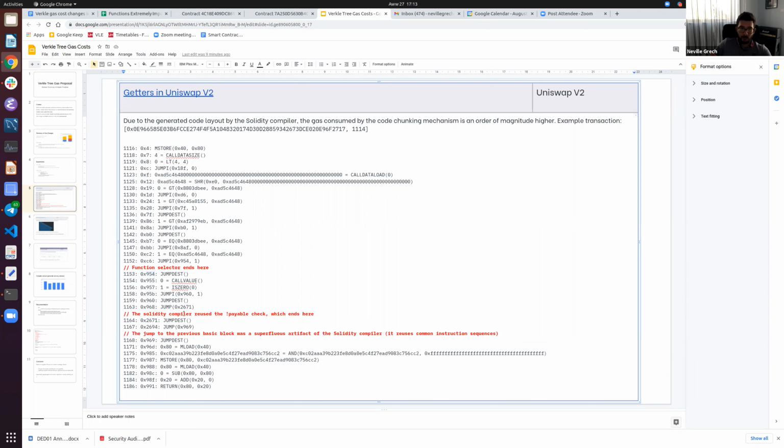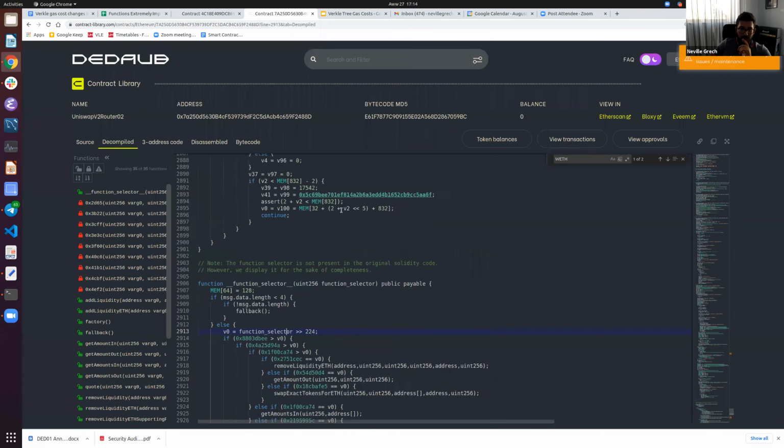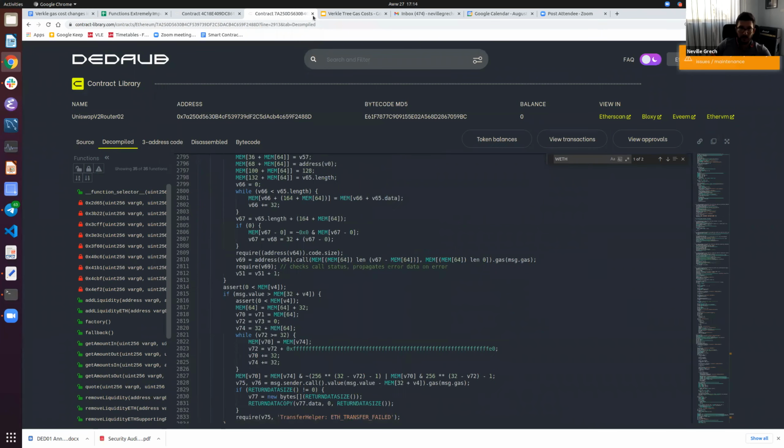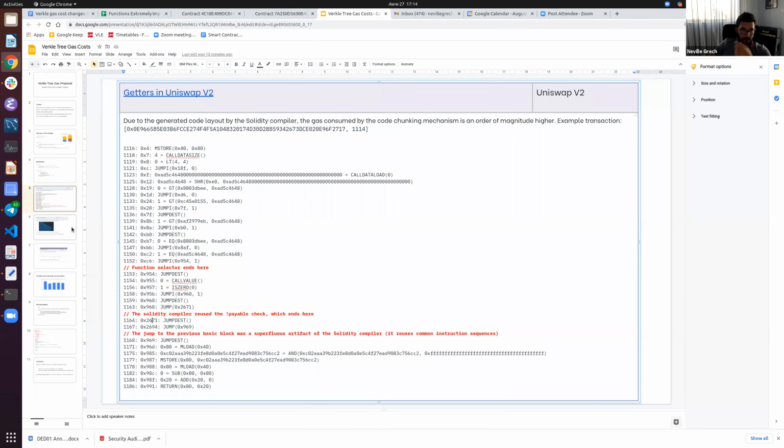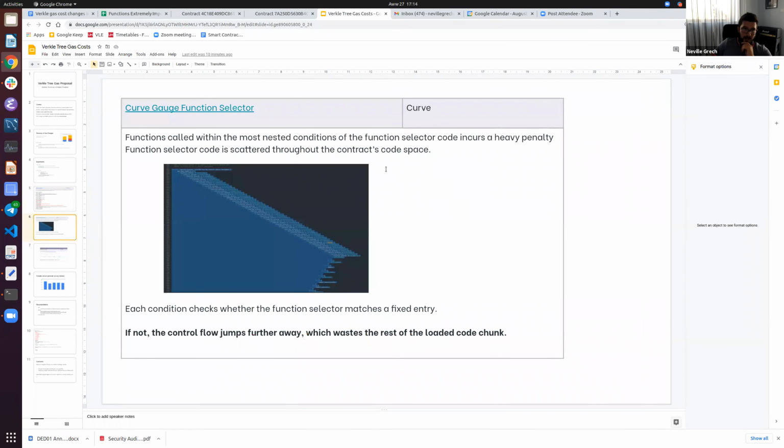And then the Solidity compiler adds that not payable check, which is compiled to another chunk which is further away, right? So you need to pay the price for that again. And we're talking 1,900 units of gas each time. And then there's other costs. So for this particular getter, which should currently be very cheap, it's actually quite expensive with the new Verkle gas costs.